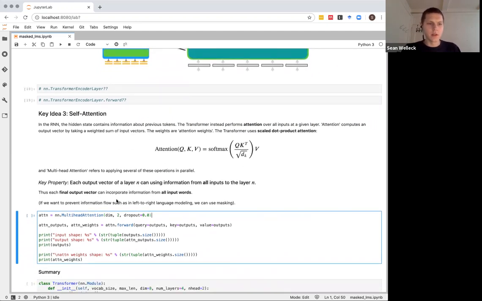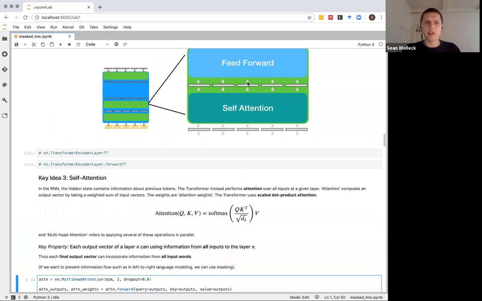And then at each position, you could simultaneously compute the attention using the preceding inputs.